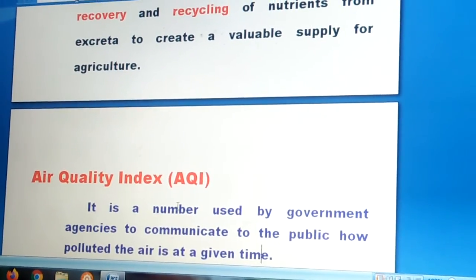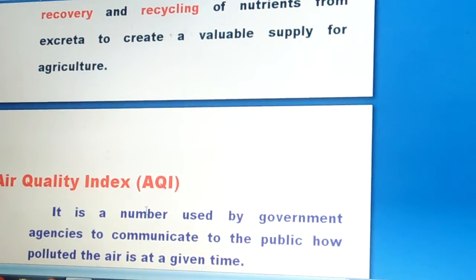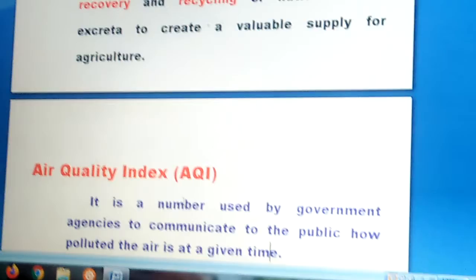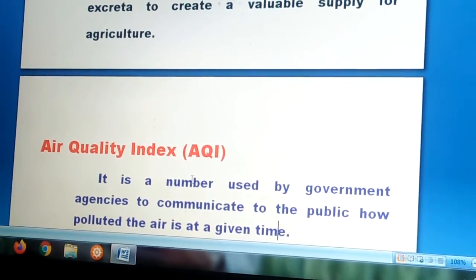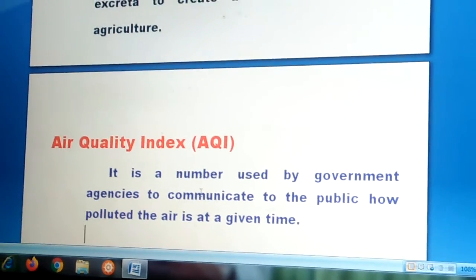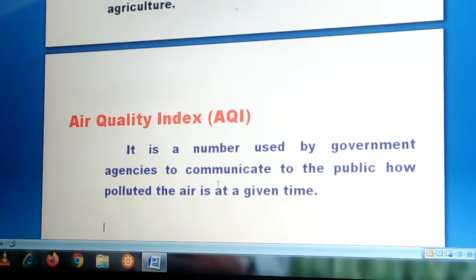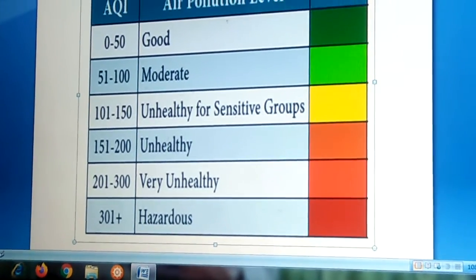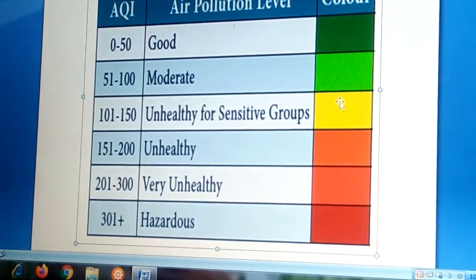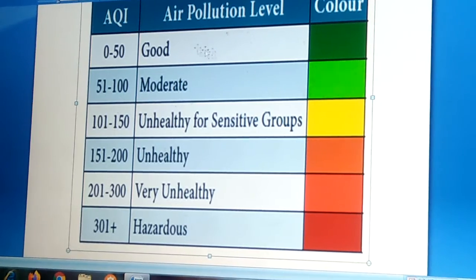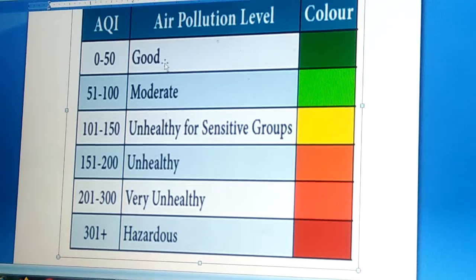Now, under the control of air pollution, there is a topic I left out, the air quality index. Now you can see this one, the air quality index. It is a number used by government agencies to communicate to the public how polluted the air is at a given time. That is what we call the air quality index. Now we can see this table. The color will indicate to what extent the air is polluted. If it is green, the air quality index is 0 to 50. That is a good condition.